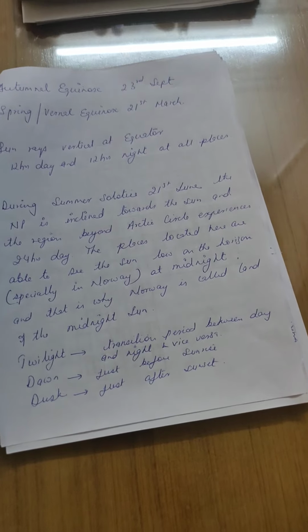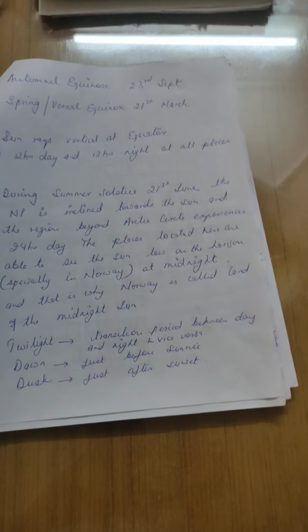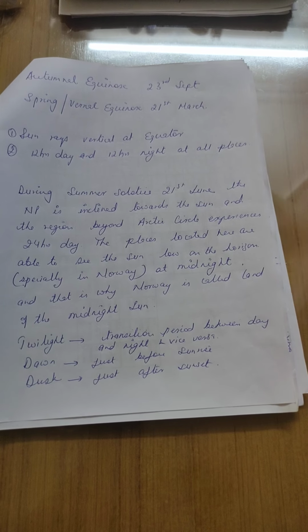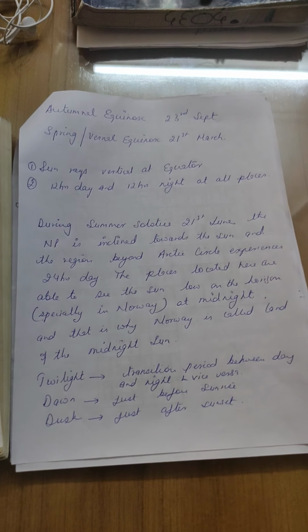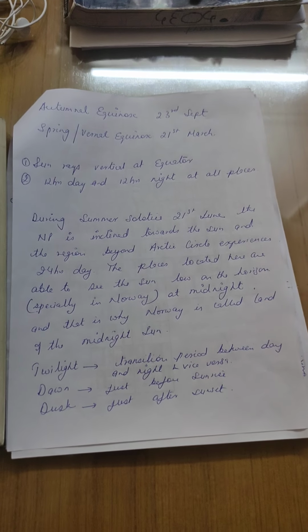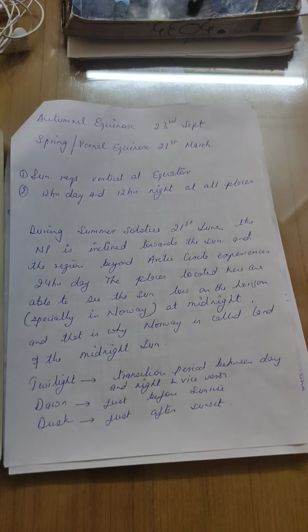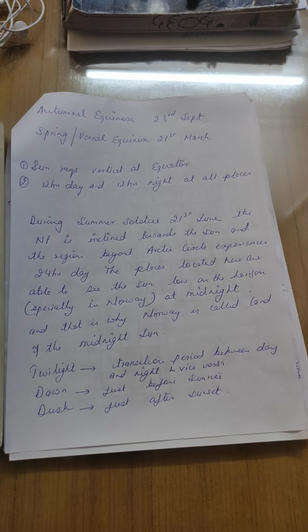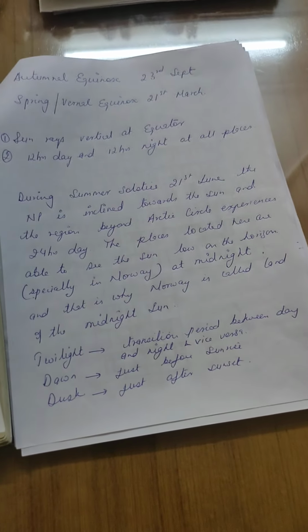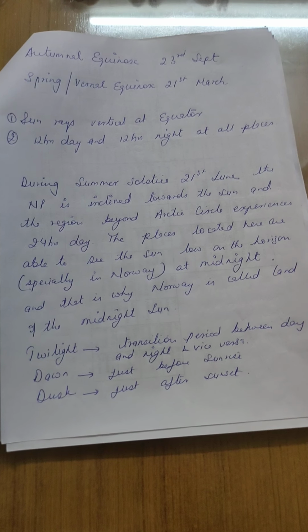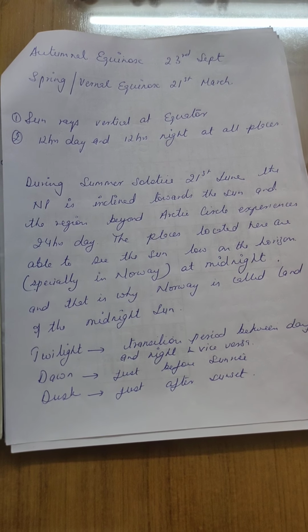Then we have the dawn just before the sunrise. When the sun is just about to rise, we specifically call it dawn. And just after the sun has set and the night has not occurred, that time period we call dusk. So these are the three terms which are generally used, because we don't see an abrupt change from day to night or vice versa.